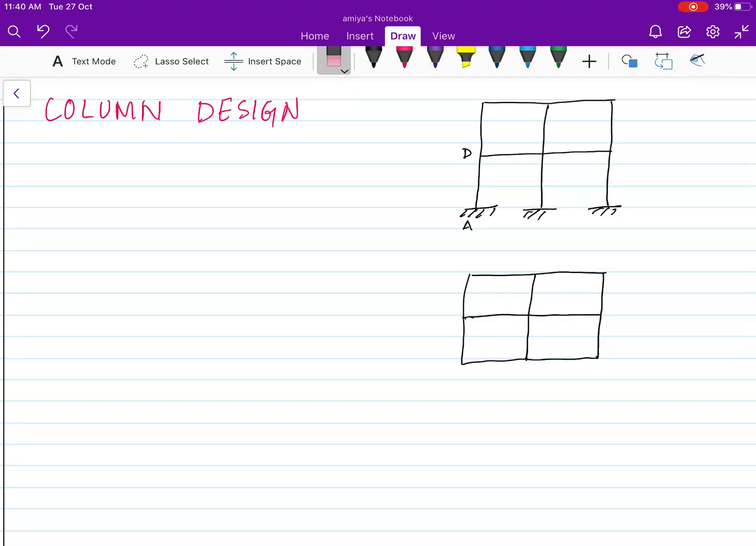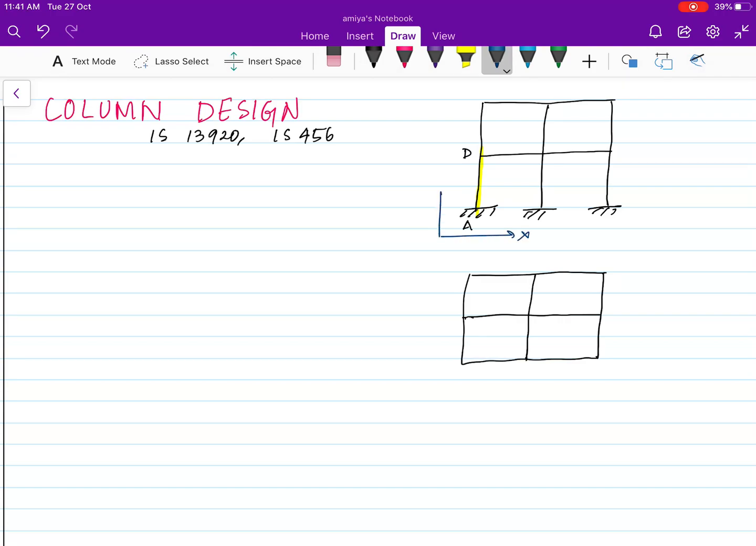Hello everyone. In this video we are going to do column design referring to Indian Standard Code IS 13920 and IS 456. We have already analyzed the multi-story building, and I have given the link. We have calculated the load, then analyzed, and from these forces we are now going to design the column DA, which is an exterior column.